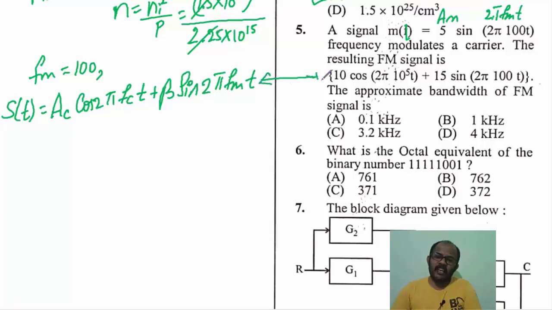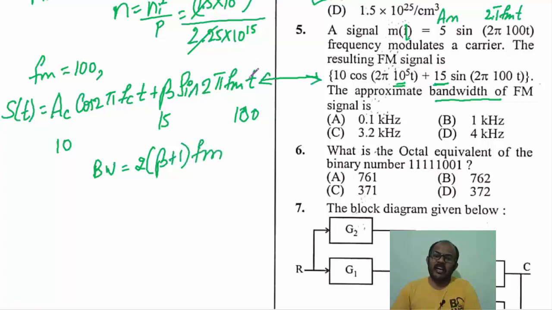So I will be getting Ac equals 10 and fc equals 10 power 5, and beta equals 15, and Fm equals 100. What is the approximate bandwidth? The approximate bandwidth is given by bandwidth equals 2 times beta plus 1 times Fm. What is beta? Beta equals 15. 15 plus 1 is 16. 16 2s are 32. 32 multiplied by 100 equals 3.2 kilohertz. Nothing but option C is going to follow.